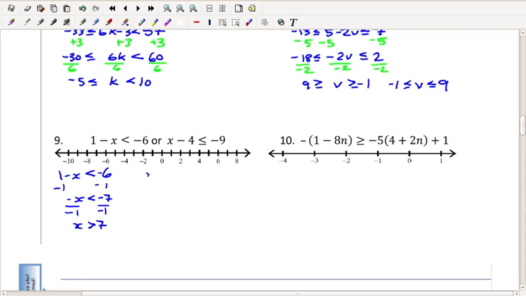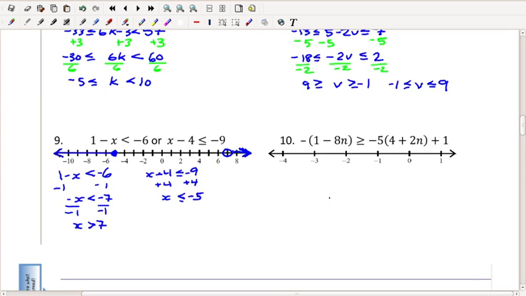And my other one, x minus 4 less than or equal to negative 9, add 4, x less than or equal to negative 5. So I find 7 on my number line. That's going to be here. It's an open circle. And greater than is going to the right. So this is my first part from x is greater than 7. And x is less than or equal to negative 5. So I find negative 5. Oops, I lost the equals. Less than or equal to. Fill that in. There's my negative 5. And this time I'm headed to the left.